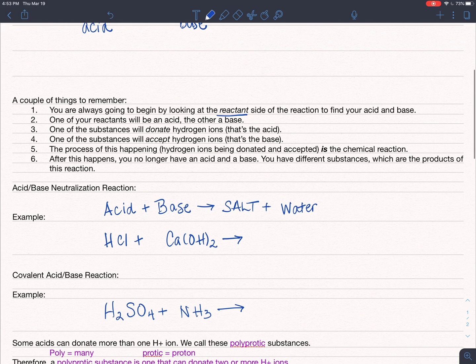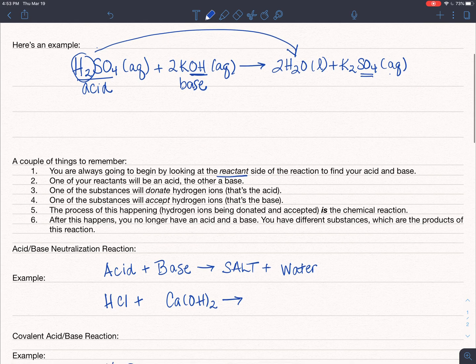If we go back up here, even though this hydroxide ion accepted the H+ ions, over here we have something completely different. Now we have neither sulfuric acid nor potassium hydroxide, but totally brand new substances. So this is the acid, this is the base. On the product side of the reaction, we have neither an acid nor a base. We're going to talk about what we do have here in just a minute.